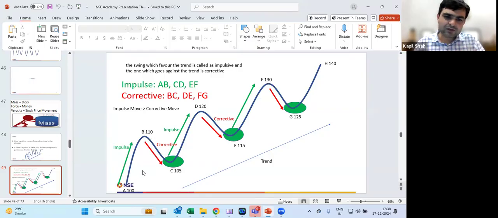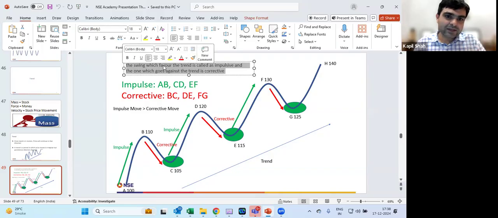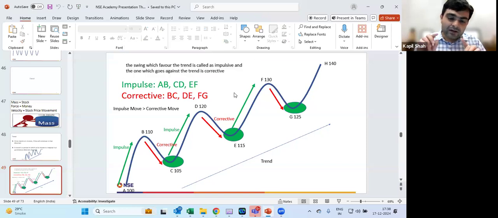To avoid the confusion, we can say upswing and downswing. But there is a reason behind using impulse move and corrective move. So this is the simple definition of impulse and corrective. A swing which favors the trend is called an impulse, and the one which goes against the trend is a corrective. Now, impulse and corrective is not a kind of dictionary meaning.